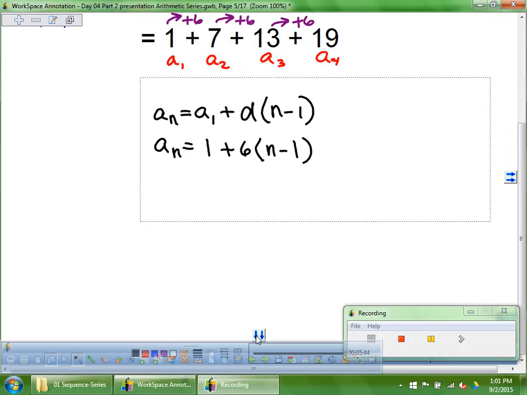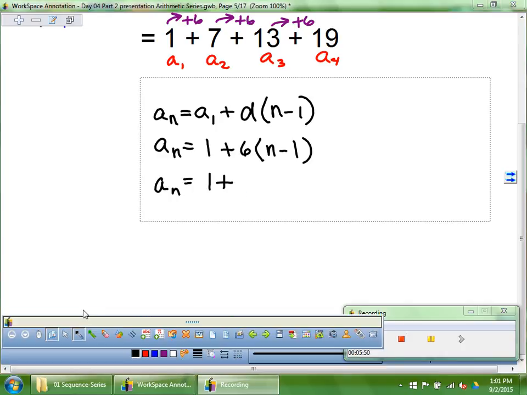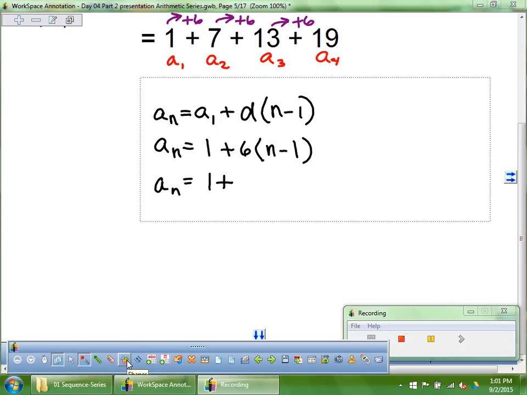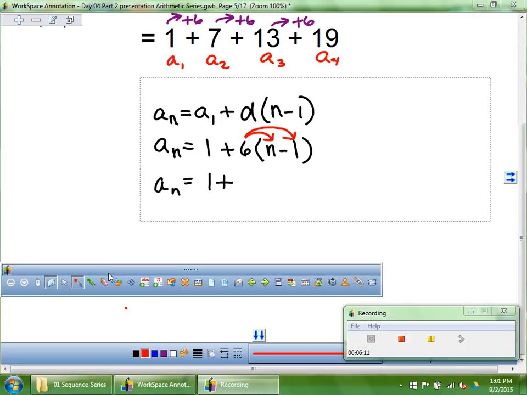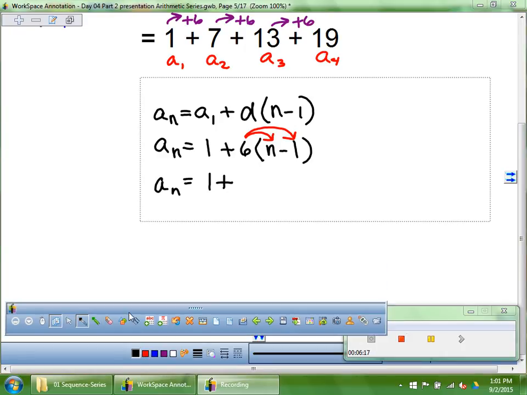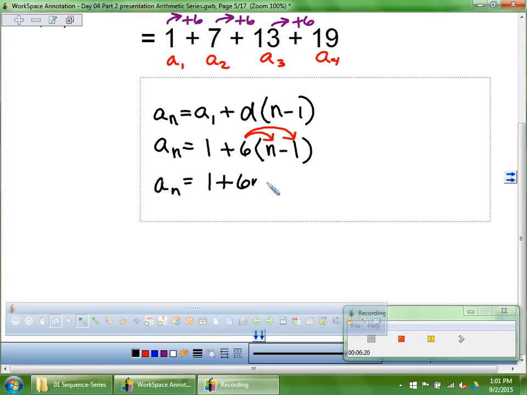Correct? A sub n equals 1 plus 6 times (n minus 1). Here was one of the mistakes on the quiz. Some of you added 1 plus 6 is 7. You can't do that. Order of operations says I have to use the parentheses first. The parentheses have a 6 that needs to be distributed first. Did somebody make that mistake? Not many did, but some of you did. Okay, so if I distribute, I get 6n minus 6.